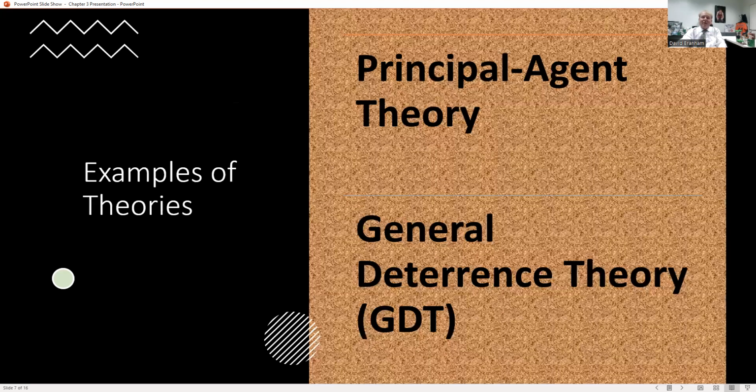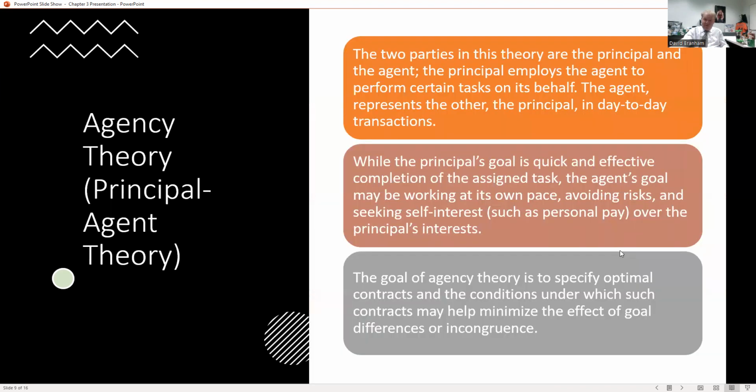Now, we're going to talk about a couple of theories, principal agent theory and general deterrence theory, just to get an idea of what theories are like. I like these two theories. They have decent examples in the book. And so I'm just going to talk about these two. I'm going to start with the principal agent theory, or agency theory.